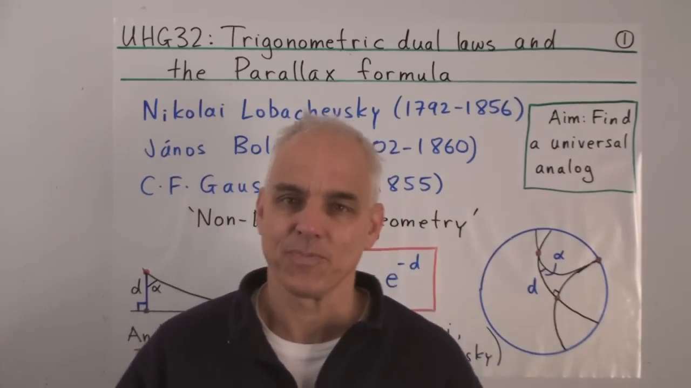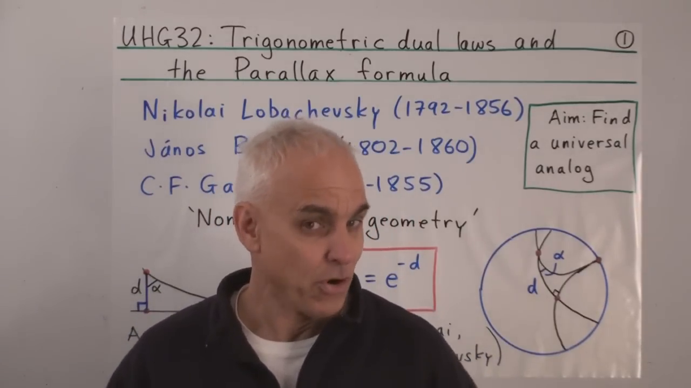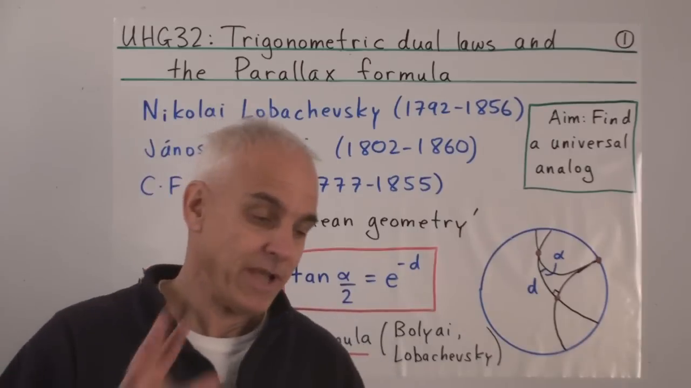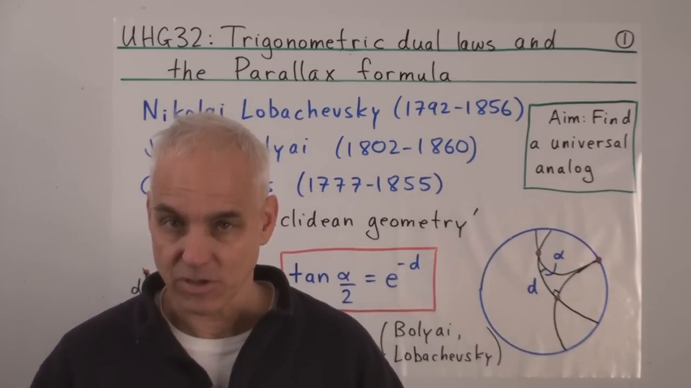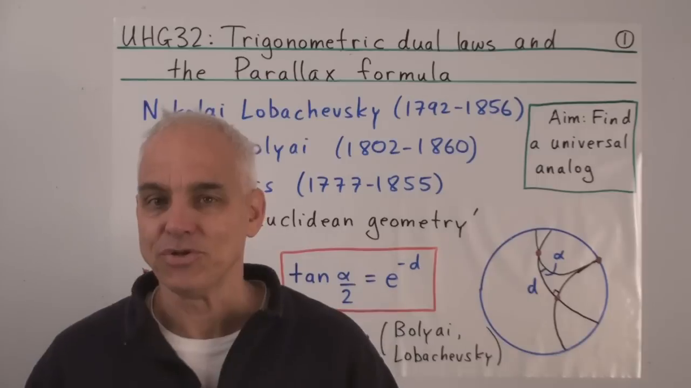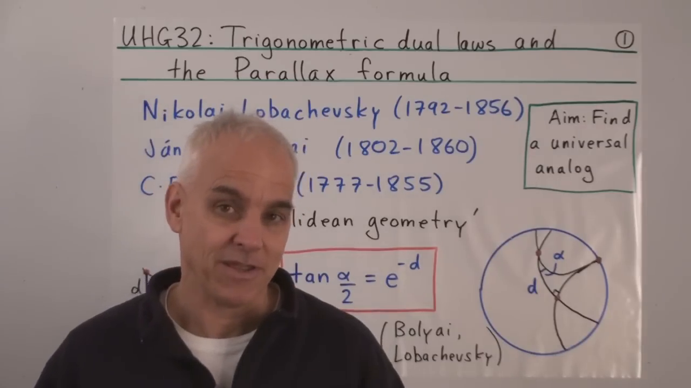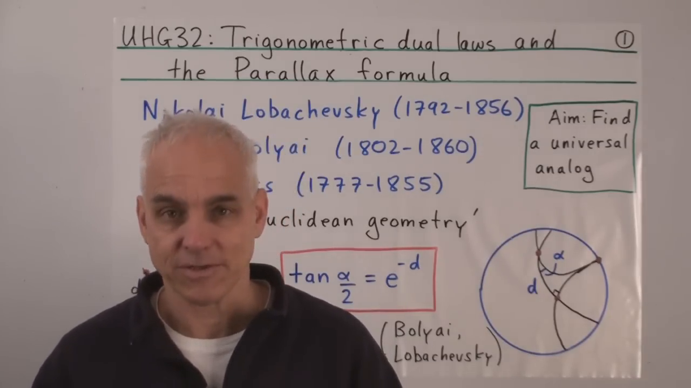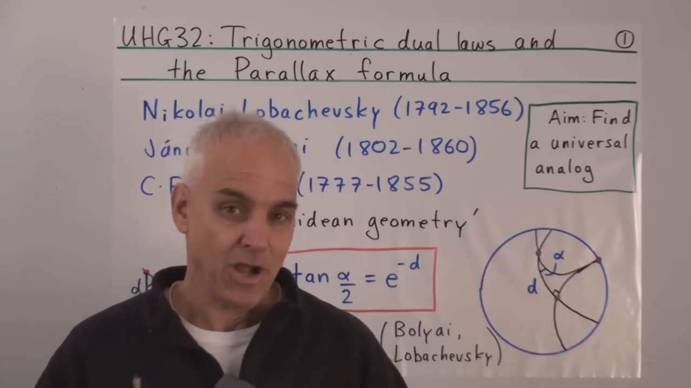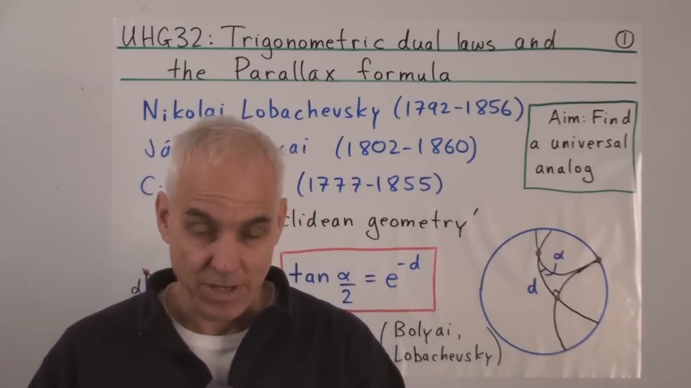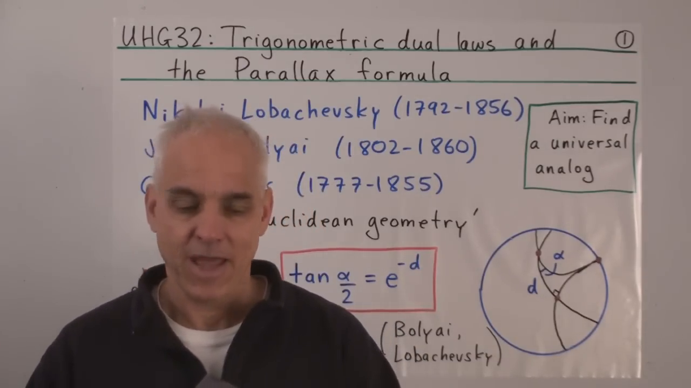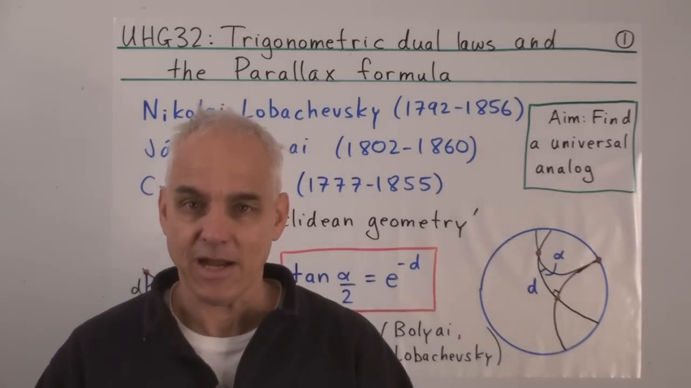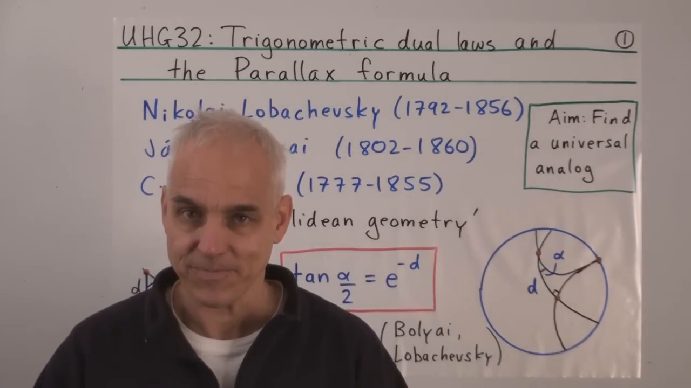I'm Norman Wildberger. In this lecture, we're going to look at an important analog of a formula in classical hyperbolic geometry, which is due to Bolyai and Lobachevsky, the founders of the subject. The analog that we're going to introduce to this classical formula looks dramatically different from the classical formula. And if you looked at the two of them side by side, you might not at first suspect that they have much to do with one another.